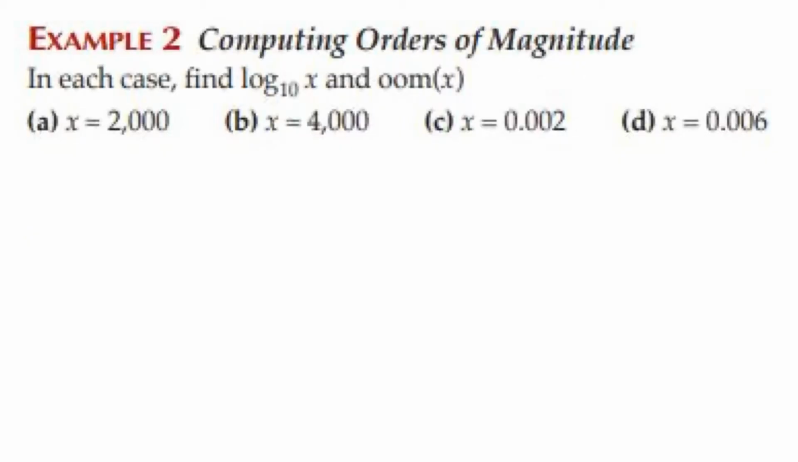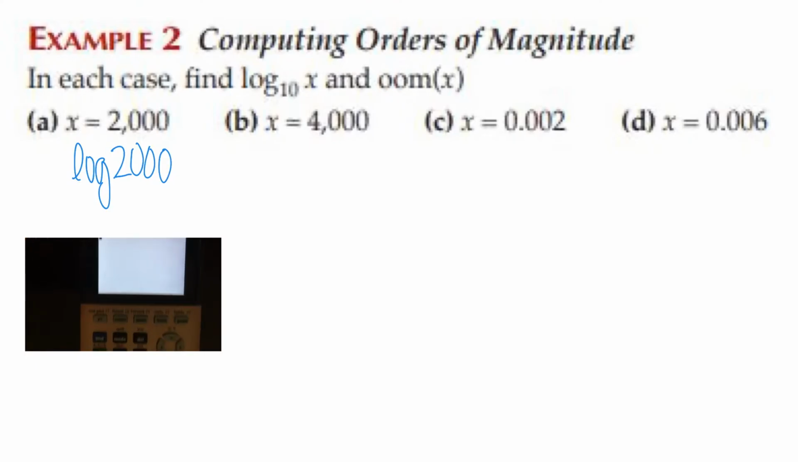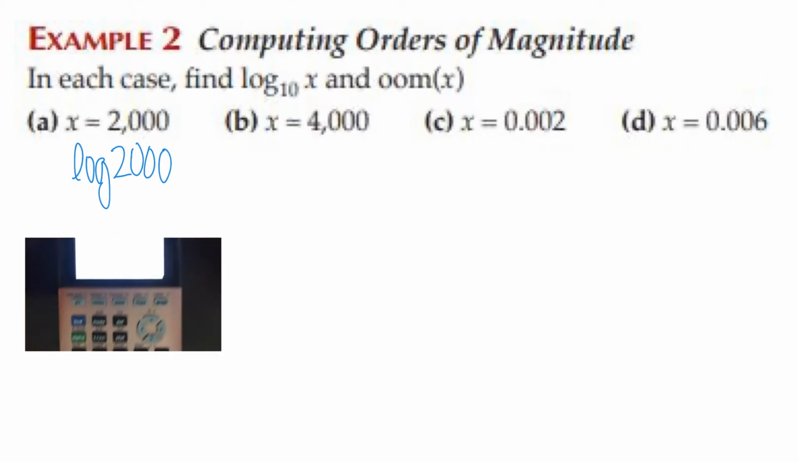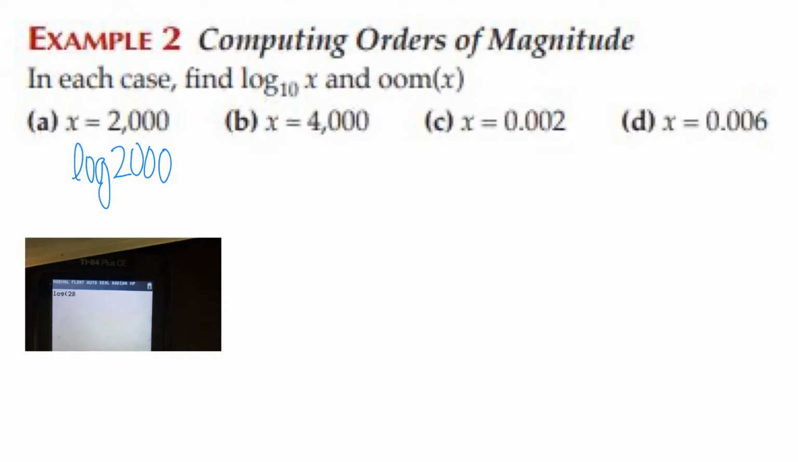So let's look at a couple of examples. It says in each case, find the common log of x and the OOM of x, which is the same thing. So you would do the common log of 2,000. And you would type that in on your calculator, so let's do that. To do that on your calculator, you want to find the log button, which is right here beside the 7. So hit the common log of 2,000, and that equals this. Now we're going to round that to the nearest integer, so that would be the nearest whole number, which is 3.